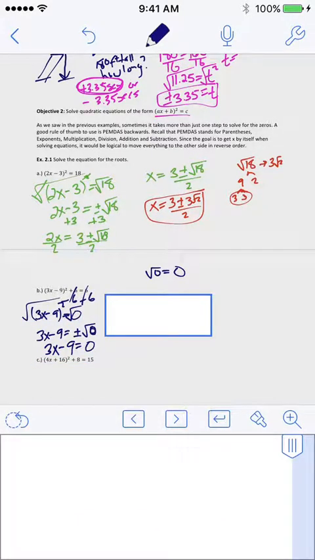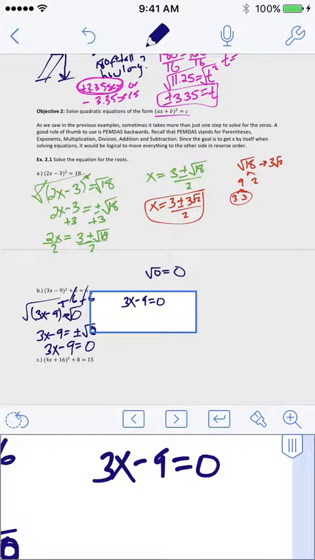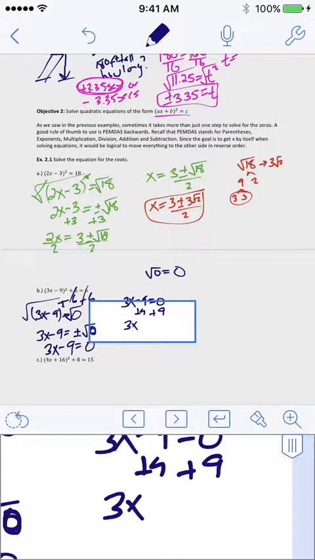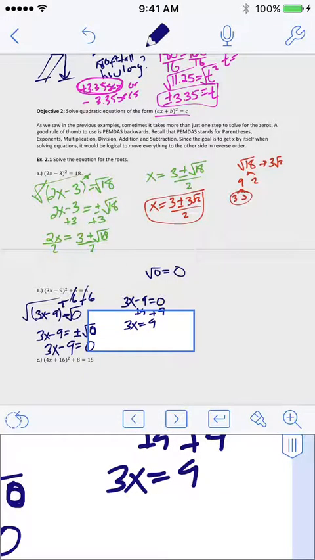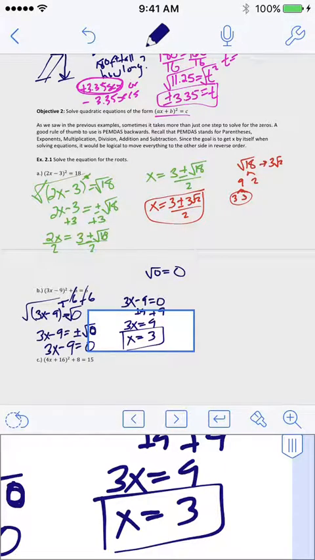Alright, so we can go ahead and solve this guy now. 3x minus 9 equals 0. Just rewrote it up here for some room. Add 9 to both sides. You end up with 3x is equal to 9. And so x is equal to 3, and that's our one singleton answer.